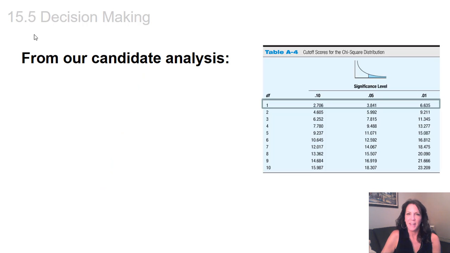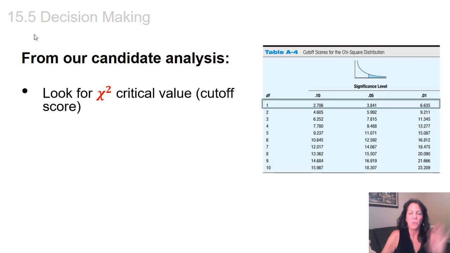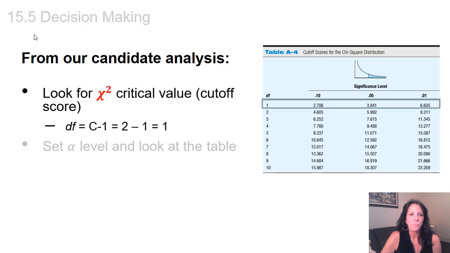So we did a candidate analysis a couple of videos ago. And the first thing we need to do is look for the critical value for chi-squared depending on the degrees of freedom. So in our case, we had two different candidates. That's two different categories. 2 minus 1 is 1. So that's 1 degree of freedom.